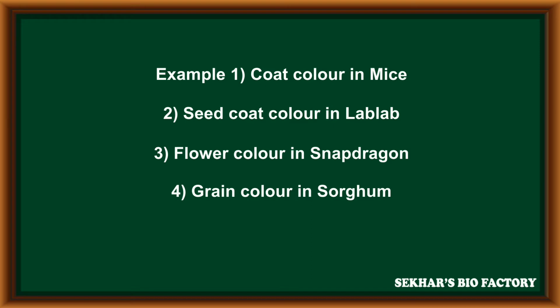By taking some examples, let us understand how supplementary genes interact together to produce a new or third phenotypic expression. The first example, coat color in mice. Second example, seed coat color in lab. Third example, flower color in snapdragon. Fourth example, grain color in sorghum. So in these four examples, we can easily understand how supplementary genes interact to produce a new phenotypic expression.